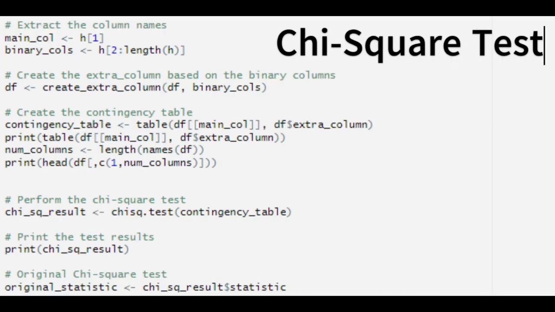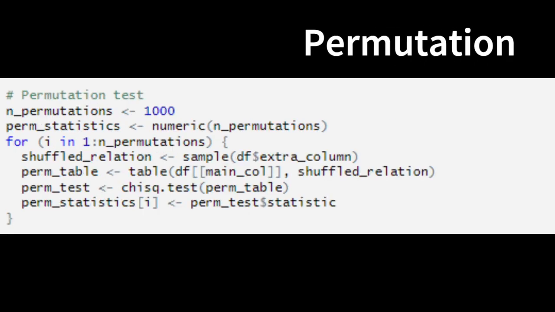The chi-square test is used as a statistical method to determine if there is a significant association between categorical variables. The chi-square test for independence is used in the following study, since we are analyzing the independence of two categorical variables. The permutation test is a method that involves randomly shuffling the labels of a dataset in multiple iterations and recalculating the test statistic for each permutation.